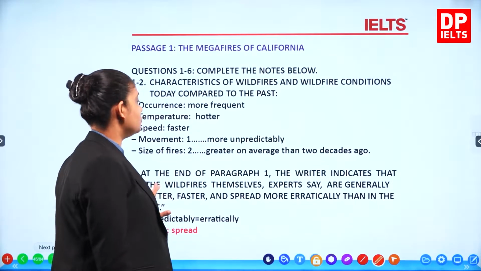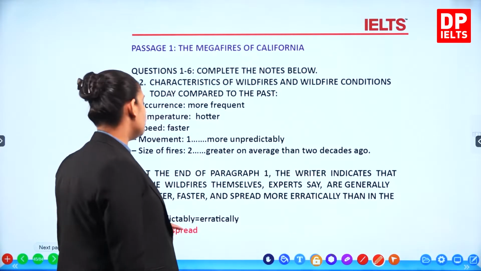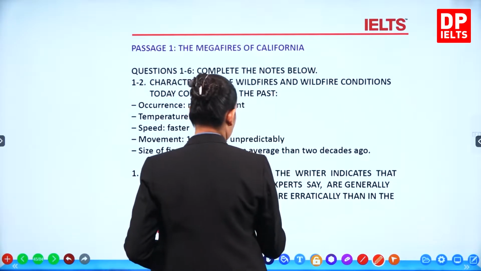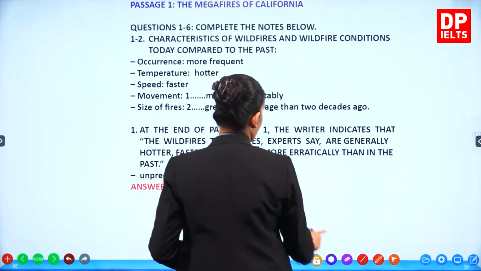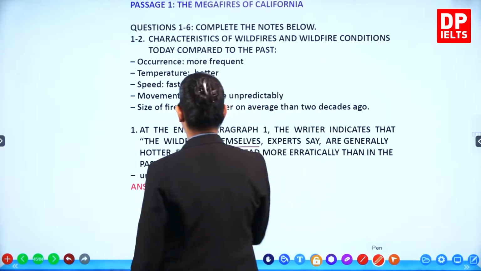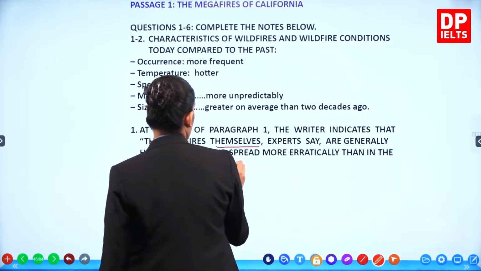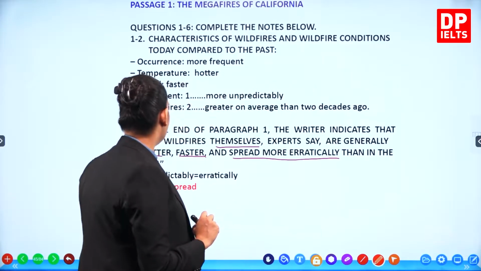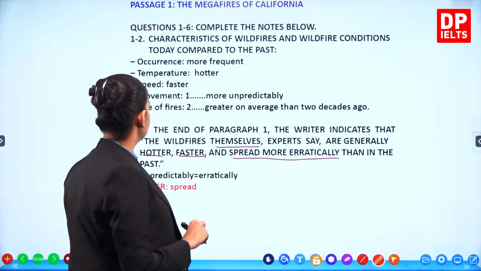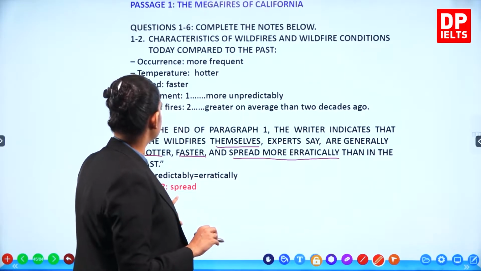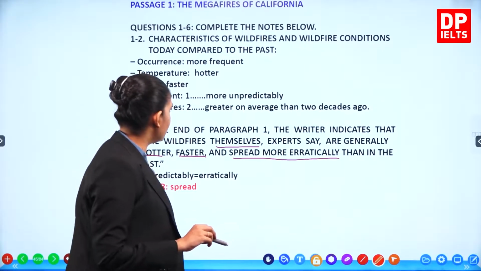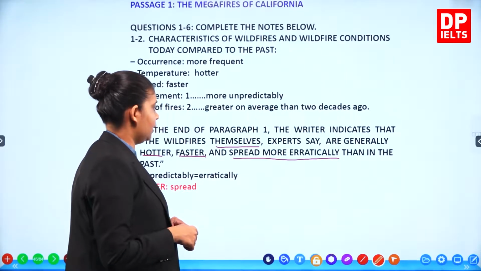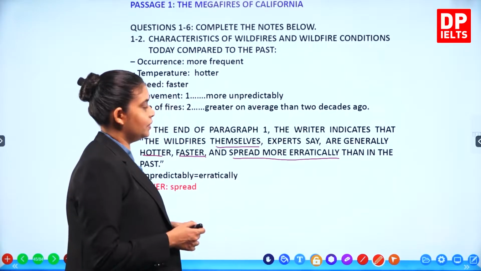So let's go to para 1. The writer says that wildfires themselves, experts say, they are generally hotter, faster, and spread more, right, erratically than in the past. So answer is that it spreads more, it spreads greater, okay, it spreads more unpredictably.